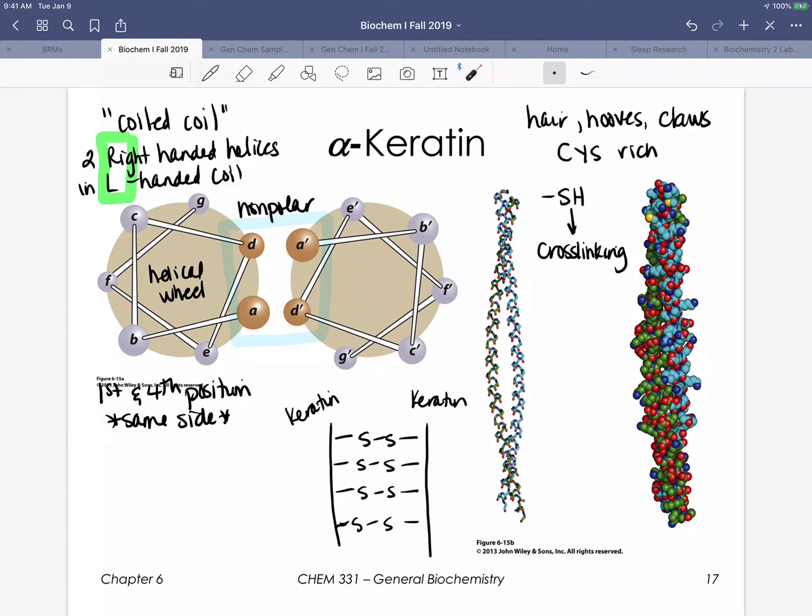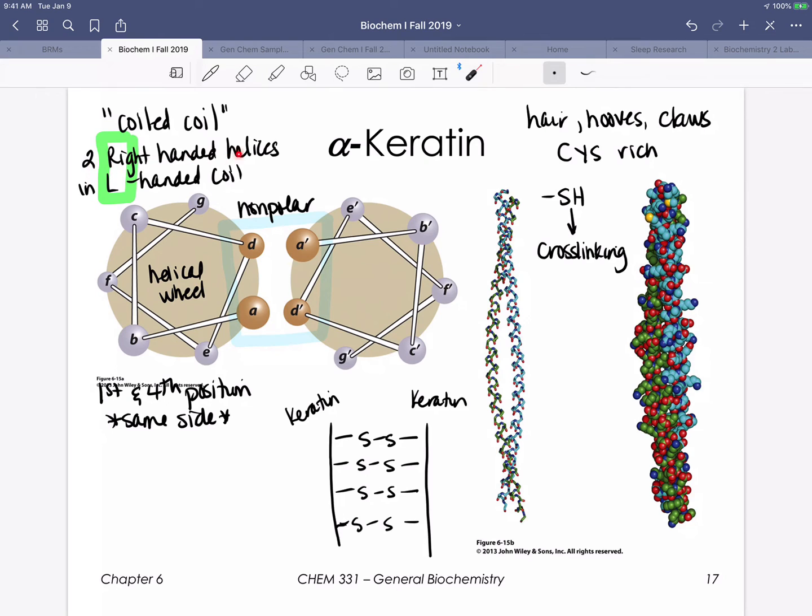Keratin is very cysteine rich, so that allows us to do some cross-linking chemistry. We talked about that in the context of hair chemistry. You don't really need to know much about that for the exam. It was just a neat example to think about sulfur chemistry with regards to hair. But here are some of the important things that you need to know about keratin.